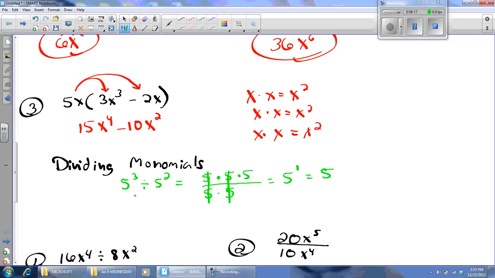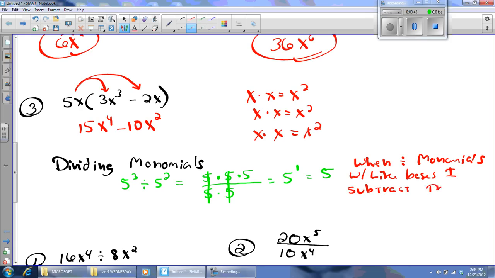So what do you think the rule is for dividing like bases? When dividing monomials with like bases, I subtract the exponents. Yeah, because 3 minus 2 is 1. And the simplest answer, of course, is just plain old 5.